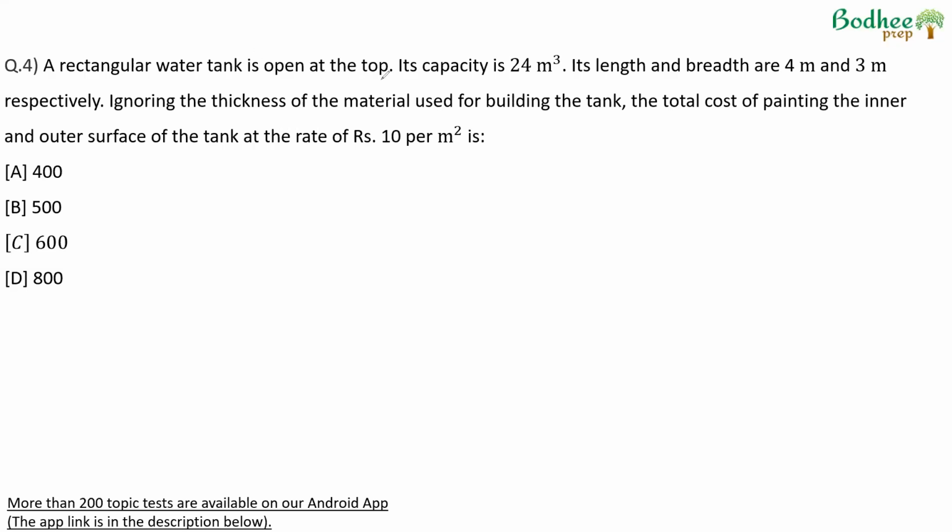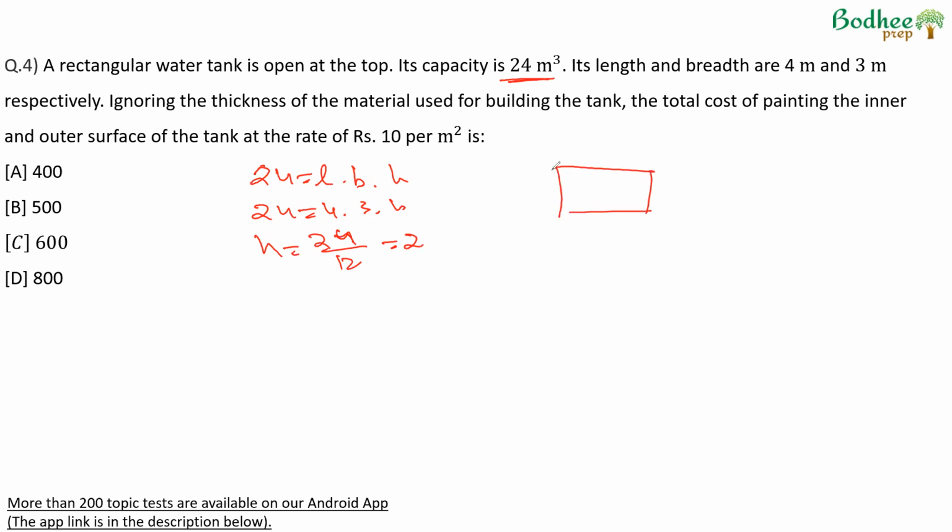A rectangular water tank is open at the top. Its capacity is 24 meter cube. The length and breadth are 4 and 3. Since capacity is 24, capacity will be length into breadth into height. Length and breadth are given as 4 and 3, so height will be nothing but 24 upon 12, which is 2. So if I look at the tank, it is open at the top, height is 2, breadth is 3, length is 4.